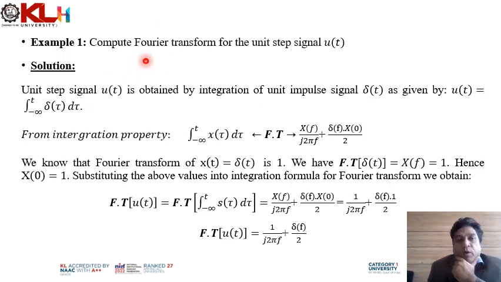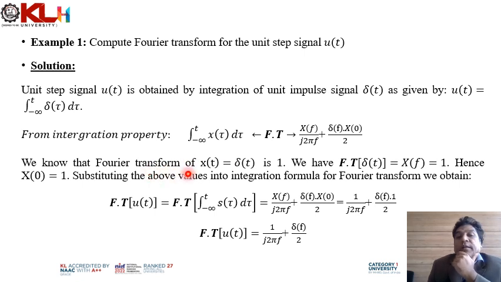Now the first problem which we are going to solve is computing the Fourier transform of the unit step signal u of t. The unit step signal can be obtained by the integration of the impulse signal delta of t. So we can write u of t as the integral of delta tau d tau. Now from the integration property, if we take the Fourier transform of the integral of x of tau d tau, we get capital X of f by j2 pi f plus delta f into capital X of 0 by 2.